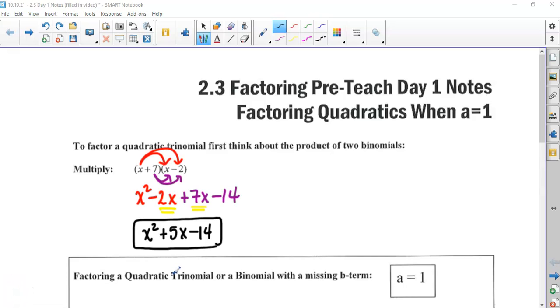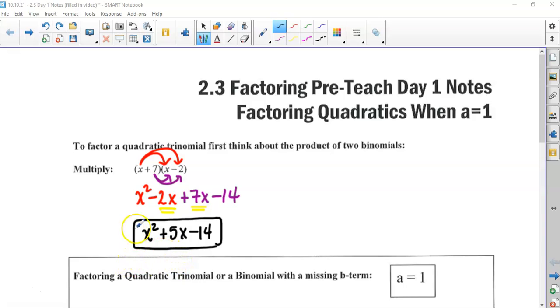All right, let's check answers. How did we do? I got x squared plus 5x minus 14. Hopefully we match. If something went a little sideways, no worries. Press pause again and let's check our arrows, check our signs, and how we did combining like terms.